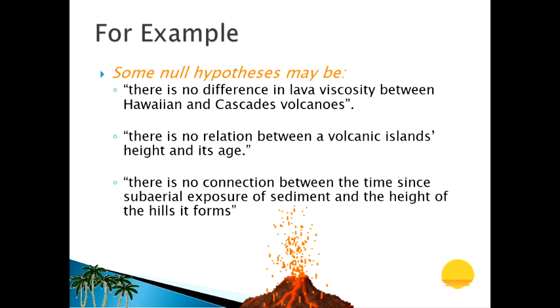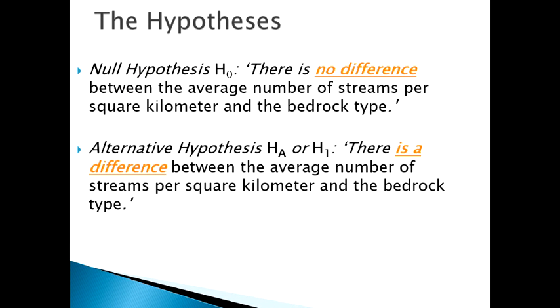And for just a few examples here, notice they're framed as no difference or no relation or you're equal to. So there's no relation between this lava and that lava. There's no relation between this or that. Or these two things are equal. Therefore, there is no difference. So another example, a null hypothesis.